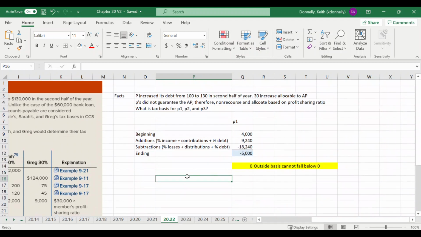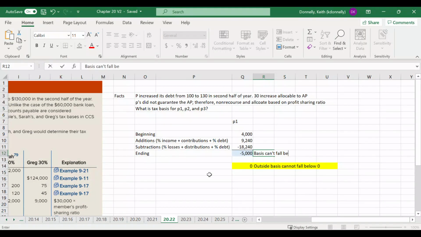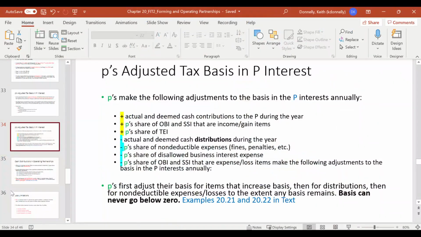2022 here is just showing us that basis can't fall below 0. So when doing this calculation, beginning plus additions minus subtractions equals ending, you can see here that technically we're at a negative $5,000 amount. However, basis can't fall below 0. So if somebody came up to you and said, in light of this information, can you please tell me what the outside basis would be? You would say, even though it calculates to negative 5,000, it's really going to be 0 because we can't go below 0 for our outside basis.